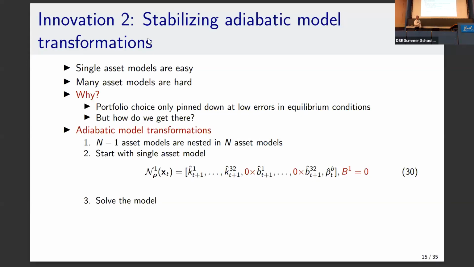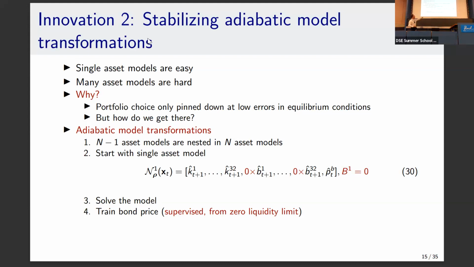And then we can solve the capital only model. And now we have a very good starting point for a model which has a little bit of bond. But before we turn on the bond, remember, the whole key is that in order to get the portfolio choice right, the error needs to remain low. So now we have a very low error in the capital only model. We want to make sure that when we introduce the bond, the error remains low.